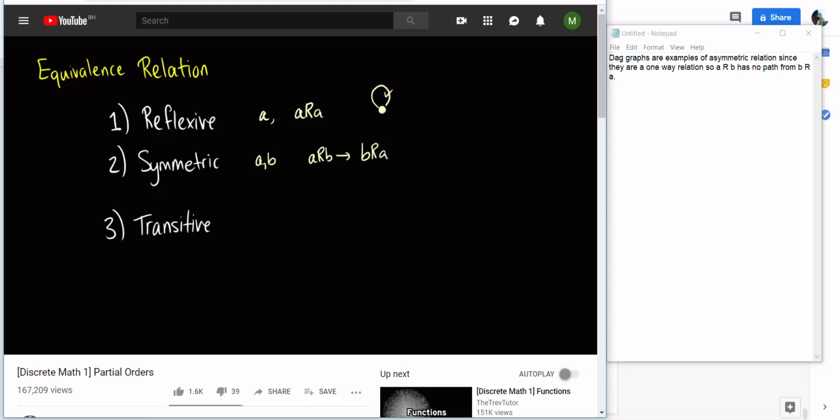So if we have 2 points on a graph here, then if we have an arrow pointing from one to the other, we get another arrow pointing back.